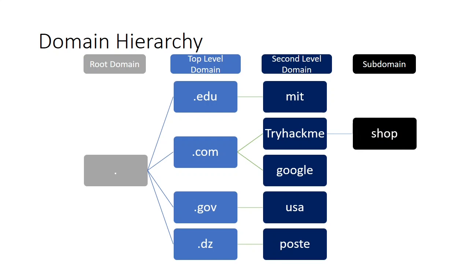Then we get to the subdomain level, like for example shop.tryhackme.com. Shop would be the subdomain. So a subdomain also has the same creation restrictions as the second level domain, so being limited to 63 characters and only able to use A to Z and 0 to 9 and hyphens, but cannot start with a hyphen or end with it or have consecutive hyphens.